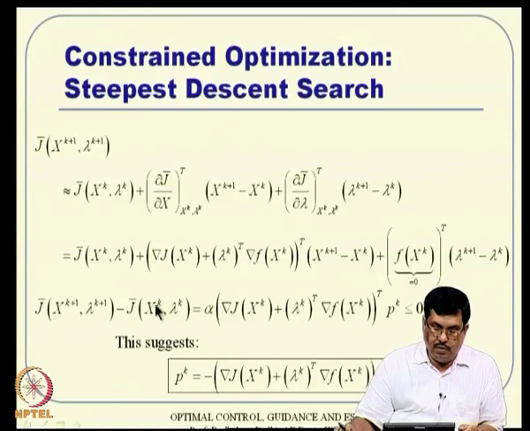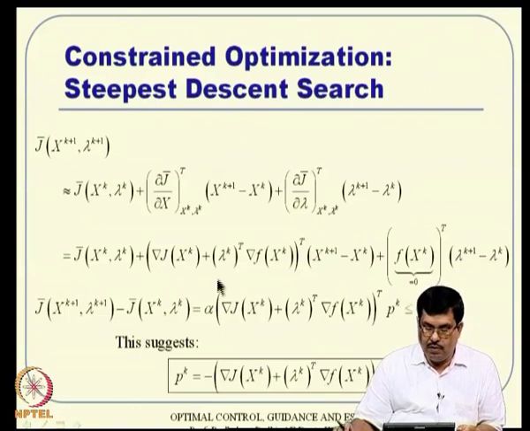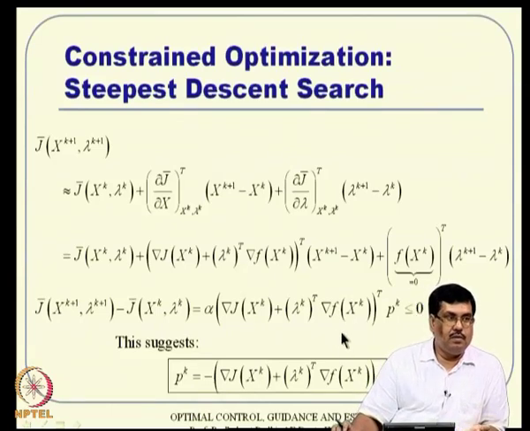So, what does it suggest? Again, we need to decrease this, and this is something like alpha, a positive number, times this into this. So, obviously, p k has to be the negative of that. Whatever you see here, if you just select the negative of that quantity, then you are guaranteed to get a negative square sort of thing. That is the whole idea there.